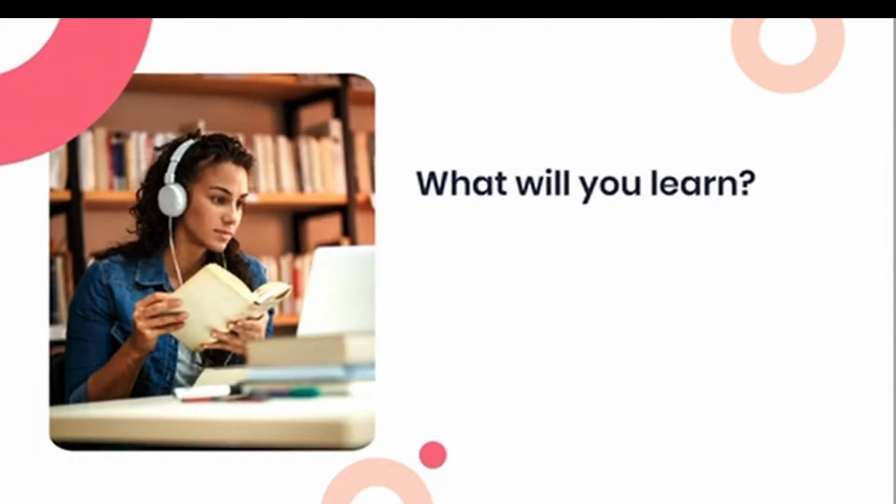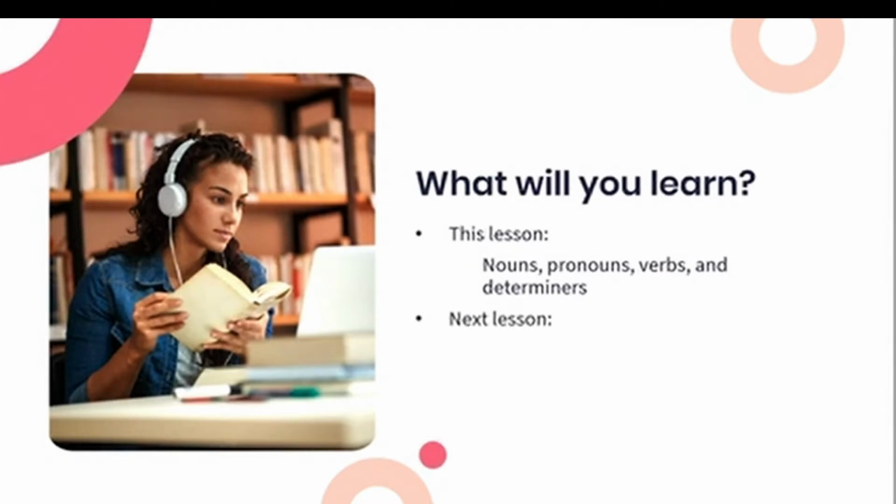The parts of speech we will learn about in this lesson are nouns, pronouns, verbs, and determiners. In the next lesson, we will learn about the rest of the parts of speech: adjectives, adverbs, prepositions, conjunctions, and interjections. Now, if you don't know the parts of speech well yet, this lesson is here to help you. If you do know the parts of speech, this lesson will be a great recap, and you will learn some of the finer details you didn't know before.